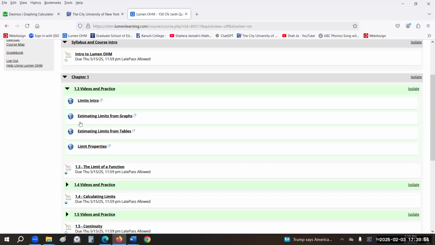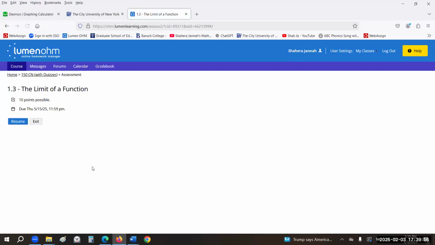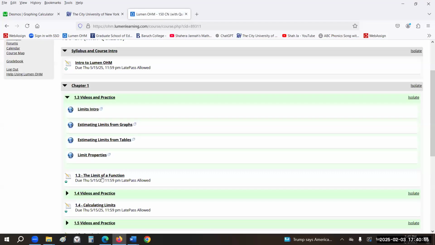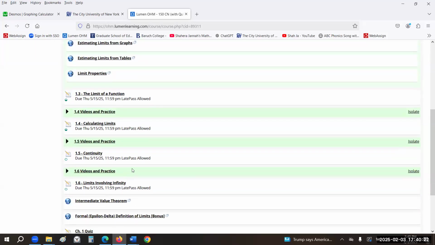And if you don't need any videos, you can simply go to the homework. You click on the homework, and then it will say start. In my case, it's saying resume because I already clicked before. So here it says 10 possible points. Probably they had 10 questions or 15 questions. I don't remember. But once you click on the homework, I believe you have unlimited attempts, unlimited time for homework.